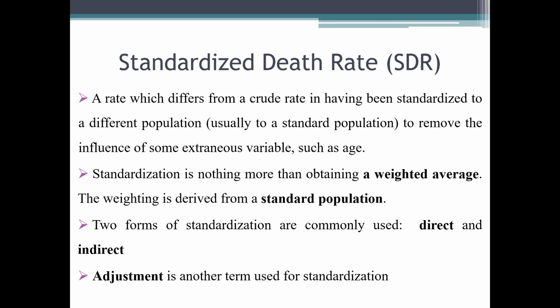Standardized death rate. A rate which differs from a crude rate, having been standardized to a different population to remove the influence of some extraneous variables such as age. Second, standardization is nothing more than obtaining a weighted average. The weighting is derived from a standard population. The two forms of standardization commonly used are the direct and indirect methods. Adjustment is another term used for standardization.